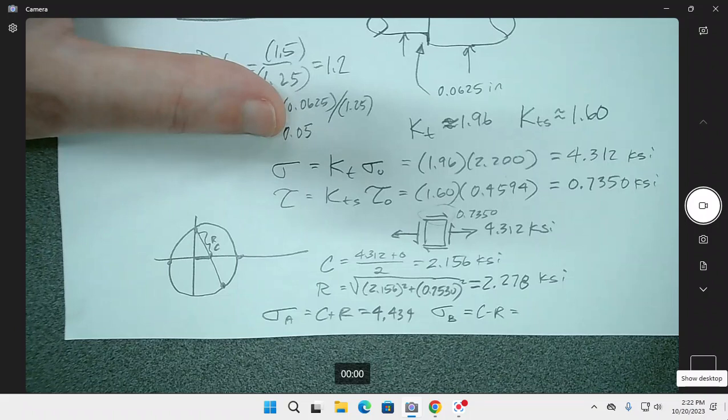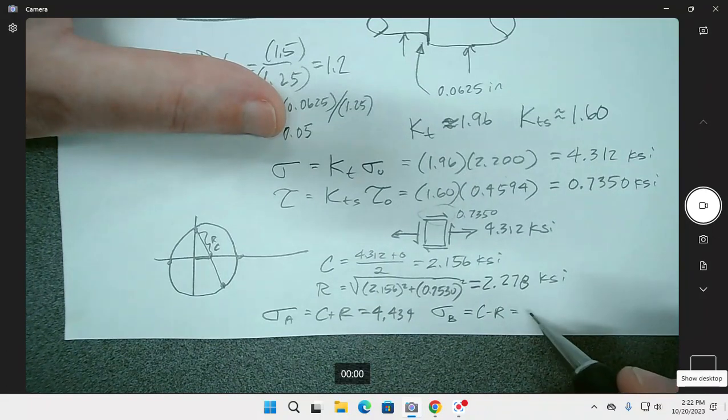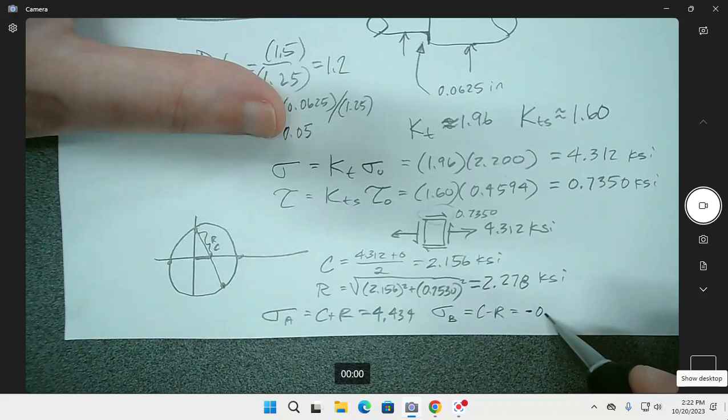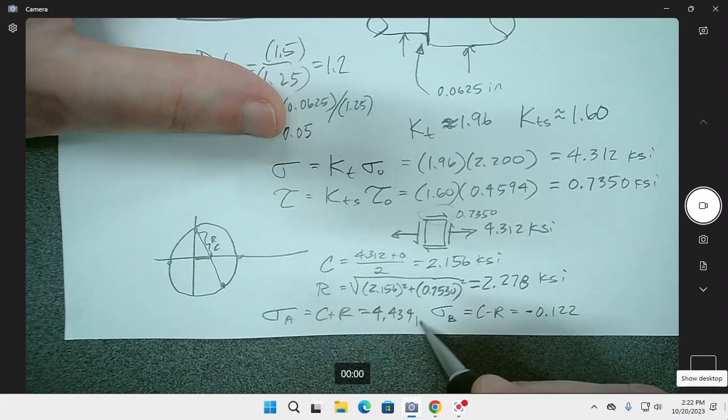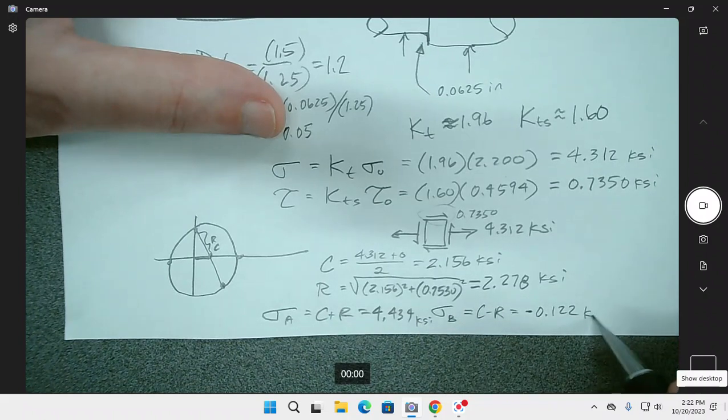It's going to be a small number. 2.278 from 3.156. I subtracted the wrong one, but anyway, you'd have a negative 0.122 KSI. So not a whole lot. There's a 0 right there too.